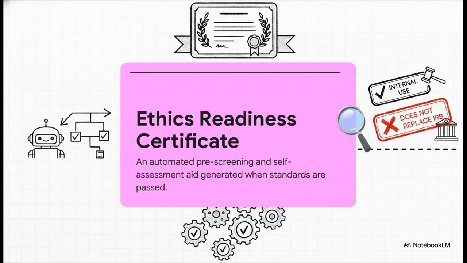Now, when you finally clear all these automated hurdles and resolve the flagged issues, SmartForm generates an ethics-readiness certificate. But wait, let me be crystal clear here, because this is absolutely vital. This certificate is an automated pre-screening and self-assessment aid. It is fantastic for your own internal records, or to prove to your supervisor that you've done your due diligence. But it absolutely, categorically does not replace formal approval from your institutional review board or university ethics committee. Always, always follow your institution's rules.